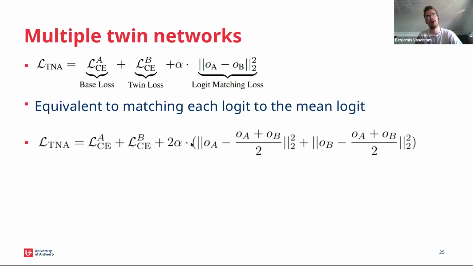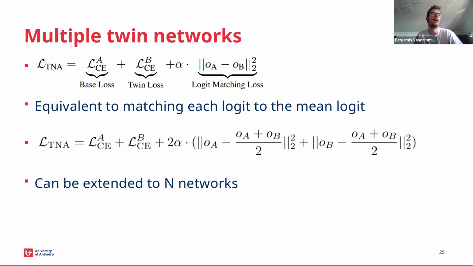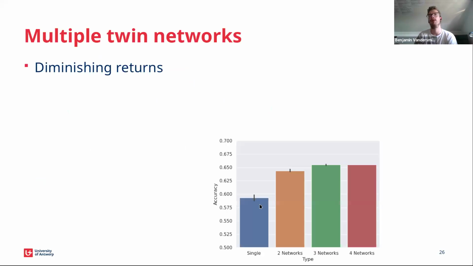And we can restructure this as follows and extend it to n networks by, for each network, in this case network i, having this additional loss term where we have, in our case, the cross entropy loss, but we could also use another task specific loss, and we match the logit to the mean logit. And for those, we do have some results, but basically what we notice is that there are diminishing returns when you use more than two networks.